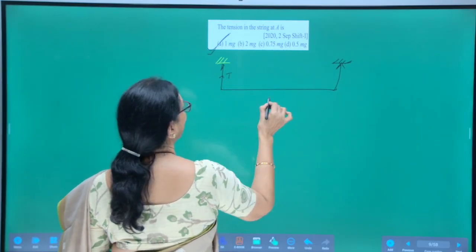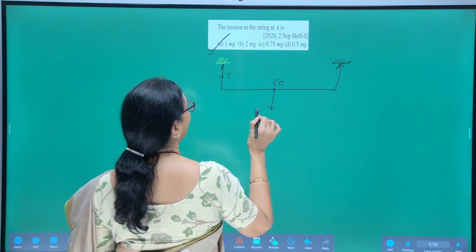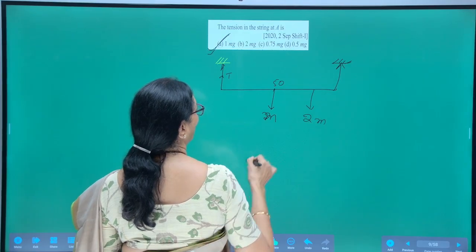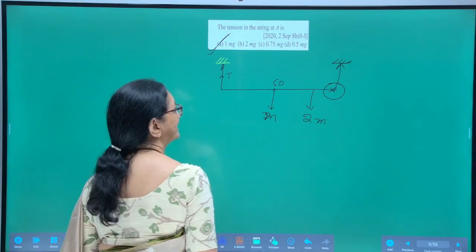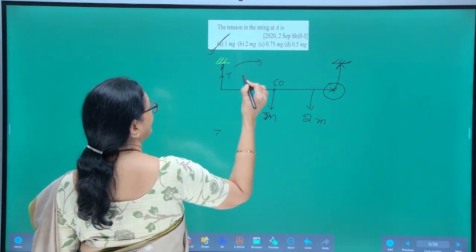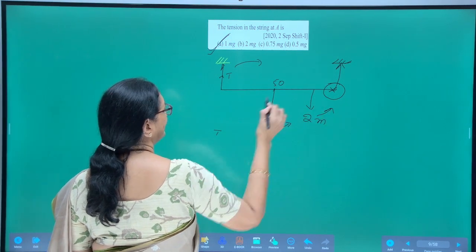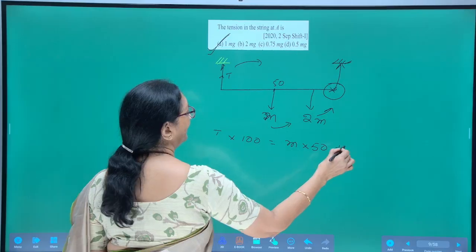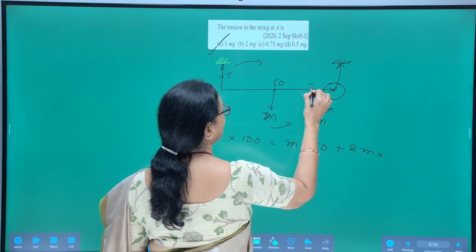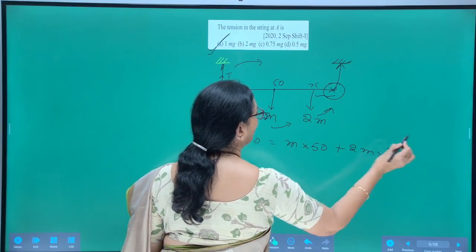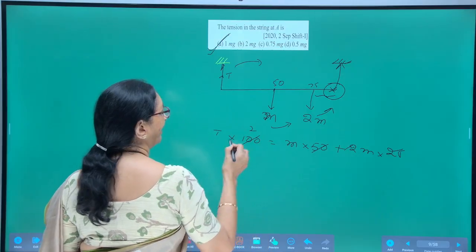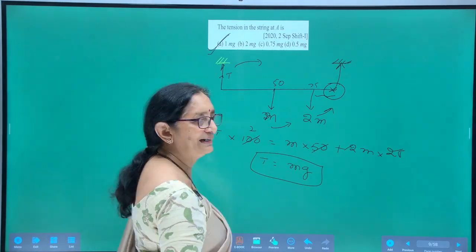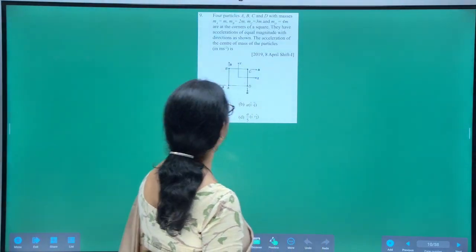You are supposed to find the tension here. It is a rod of length 100 centimeters, its mass is m. At 75, 2m is suspended. So we have taken torques about that point. Torque of this is in this direction, for this in this direction, T into 100 is equal to m into 50 plus 2m into 25. If you take 50 as a common factor, 2T is equal to 2m, T is equal to m, or if you express that in mg, it is mg. Move on to the next problem.